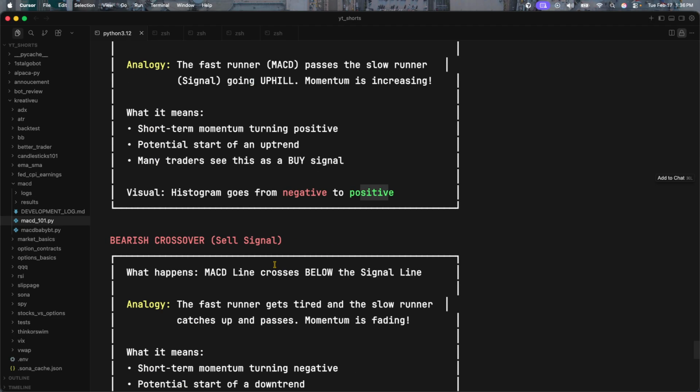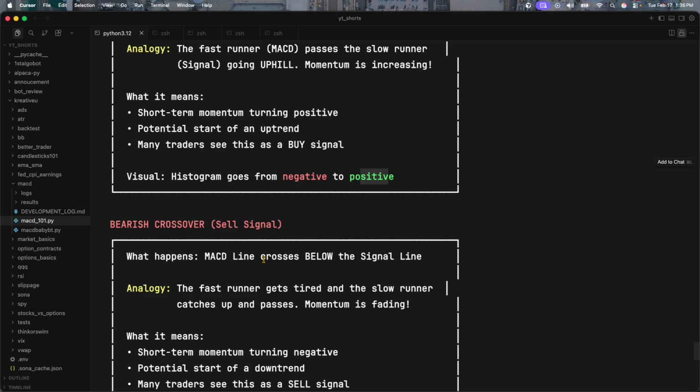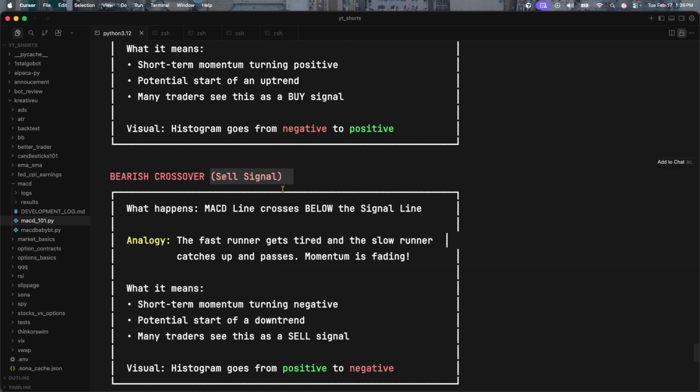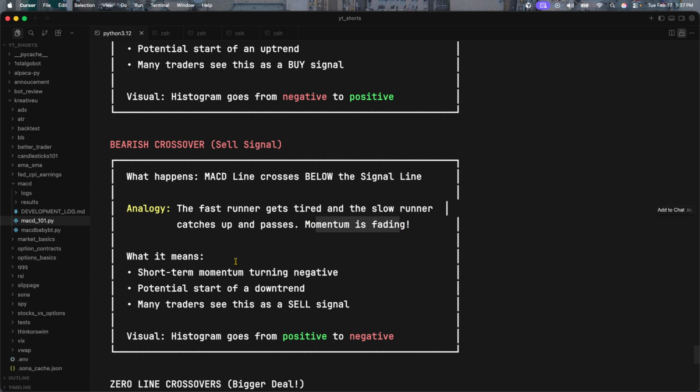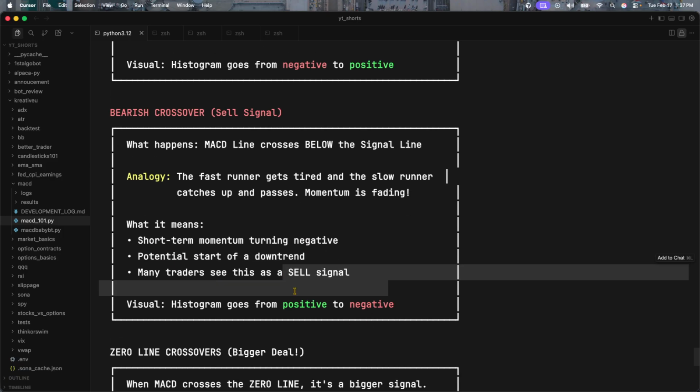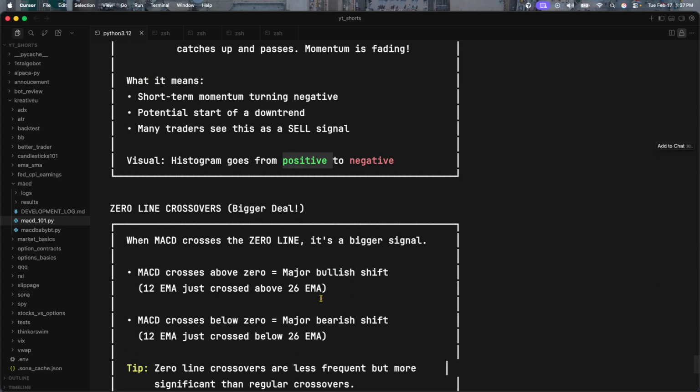All right. And then we have our bearish crossover, our sell signal. What happens here is the MACD line crosses below the signal line. Analogy is that the fast runner gets tired. Bruv, I've been running all day. And the slow runner's like, I just needed that little bit of motivation. And it catches up and passes. Momentum is fading. So what this means is that short-term momentum is turning negative, the potential start of a downward trend, meaning traders see this as a sell signal. Histogram goes from positive to negative.